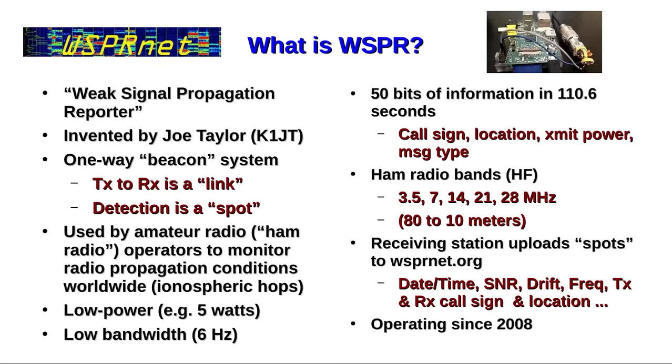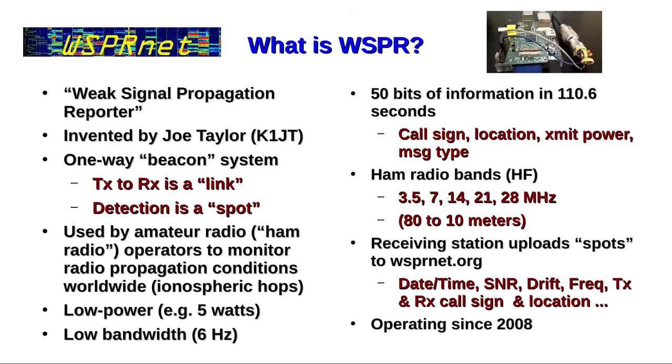To avoid interfering with other signals and to avoid cluttering up ham radio bands, the power and bandwidth are kept quite low. The information encoded in the beacon transmission is quite minimal: a call sign, location, transmit power, and message type. A small portion of each amateur radio band is allocated to WSPR signals. The common high-frequency bands are shown here. During any 2-minute interval, dozens of stations around the world are either transmitting or receiving, and sometimes both.